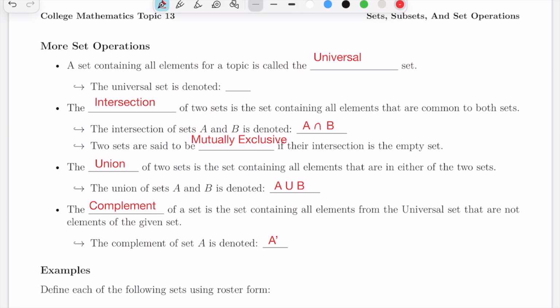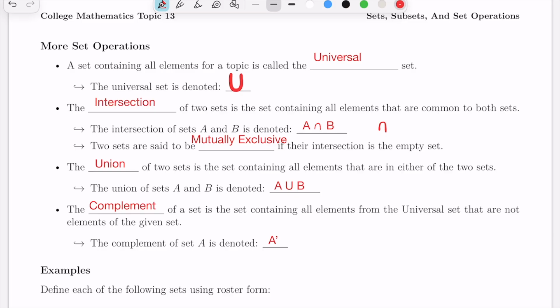A set containing all the elements for a topic is called the universal set. And that set is denoted with just a big capital U. The intersection of the 2 sets is the set containing all the elements that are common to both sets. The intersection of A and B is denoted like this: A intersect B. That symbol right there looks kind of like an N, intersection. 2 sets are said to be mutually exclusive if their intersection is empty. If there is no overlap between sets A and B, then those sets are mutually exclusive from each other.